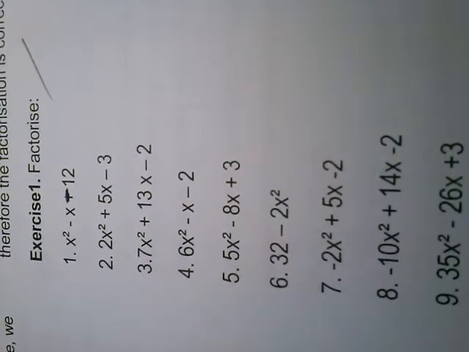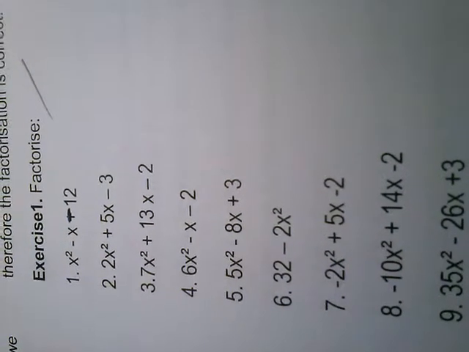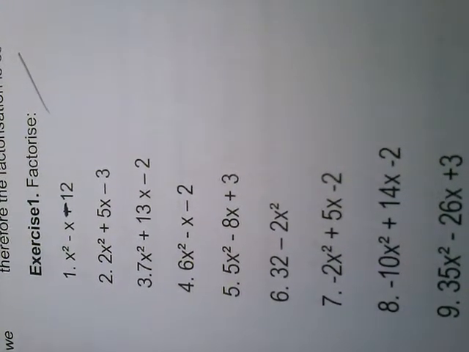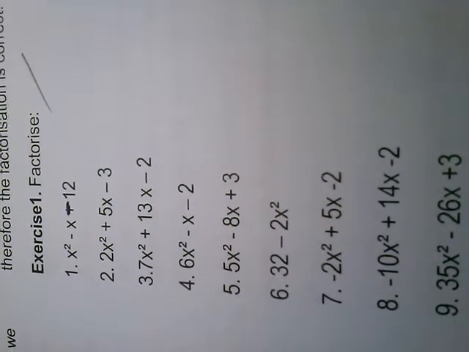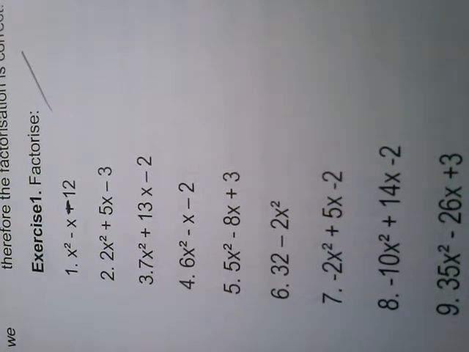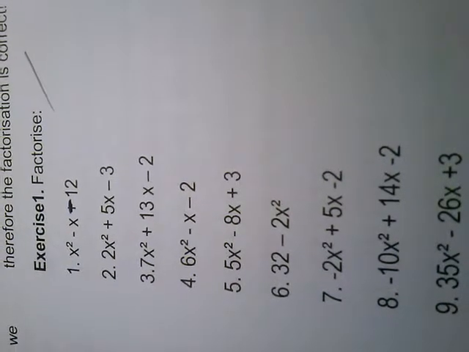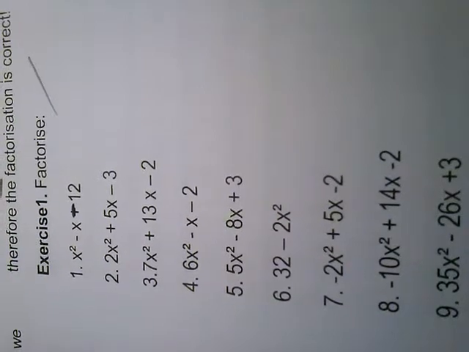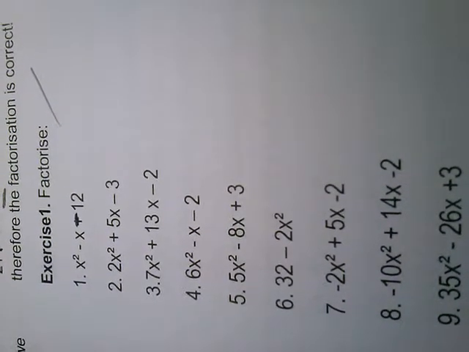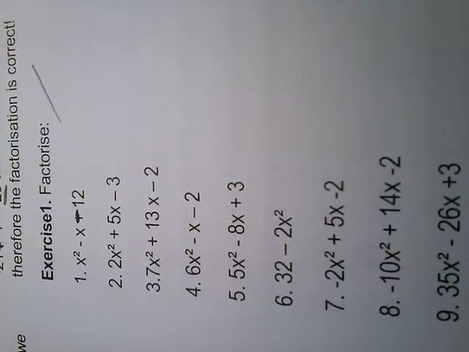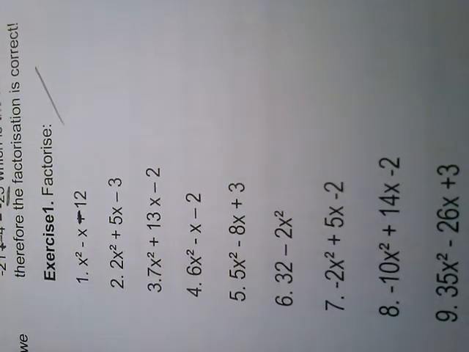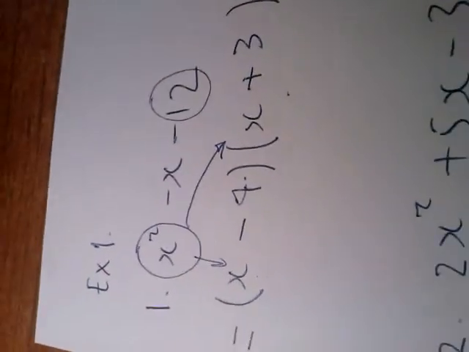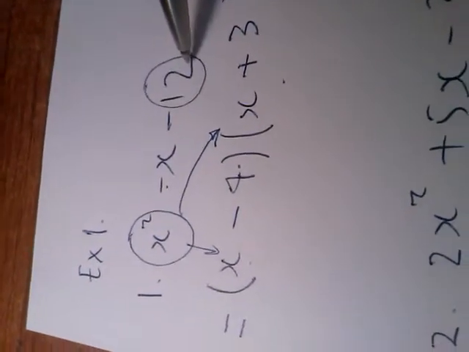This sign is minus. First thing I do, I know this is a quadratic trinomial. There's no common factor. Therefore, I factorize x squared, which is x times x. So I put x here and x here in the space provided. Then I factorize 12, which is 4 times 3. And this is shown here.